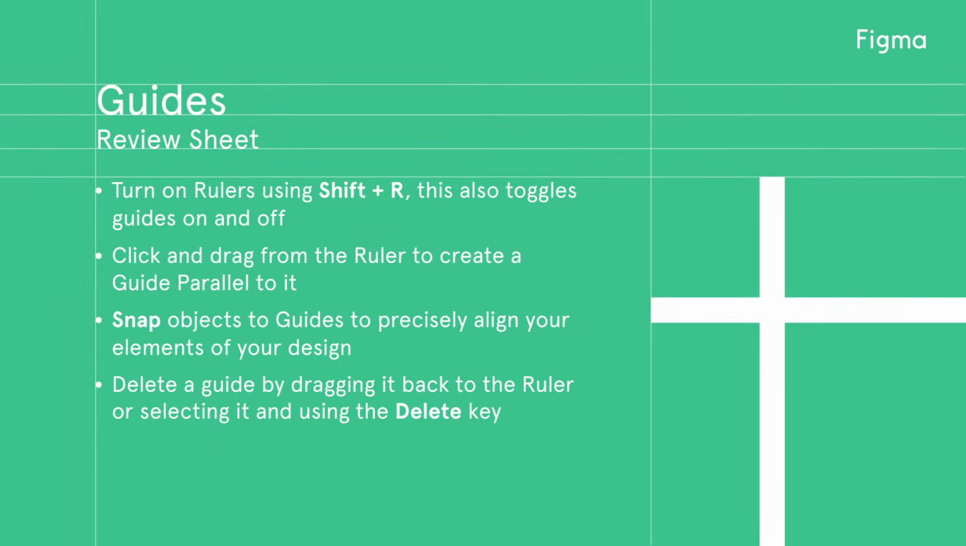Let's review what we've learned today. Turn on rulers using Shift-R. This also toggles guides on or off. Click and drag from the ruler to create a guide parallel to it. Snap objects to guides to precisely align your elements of your design. Delete a guide by dragging it back to the ruler or selecting and using the Delete key.